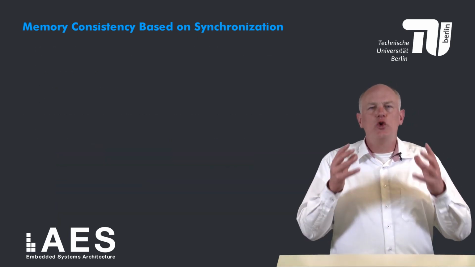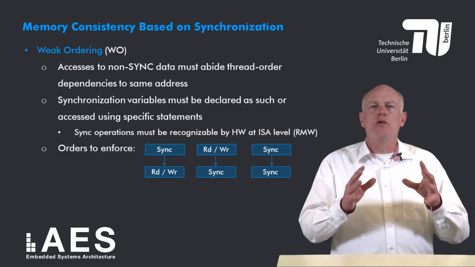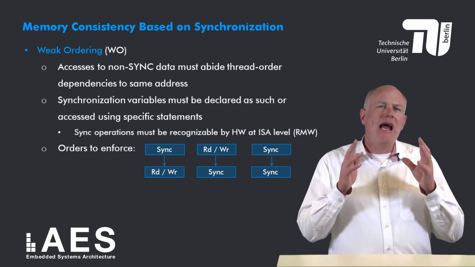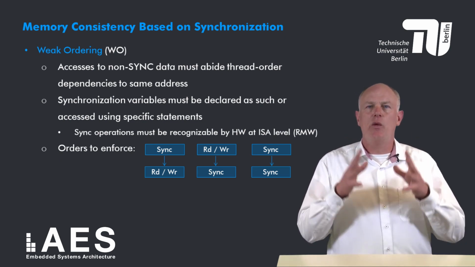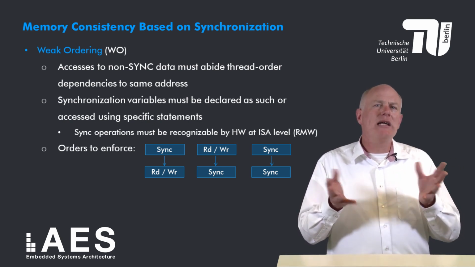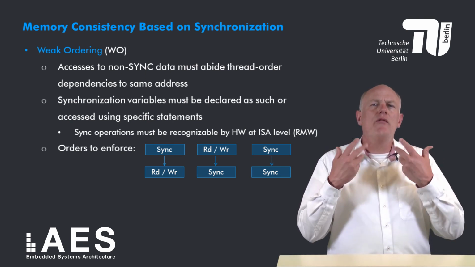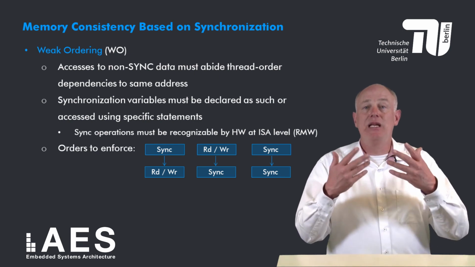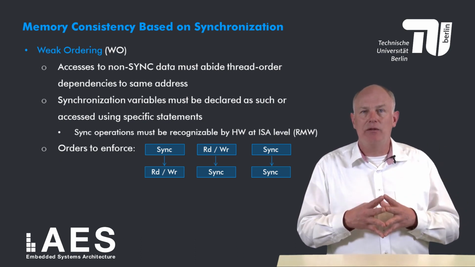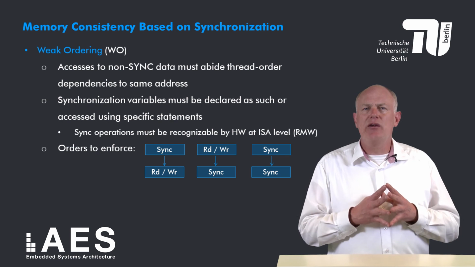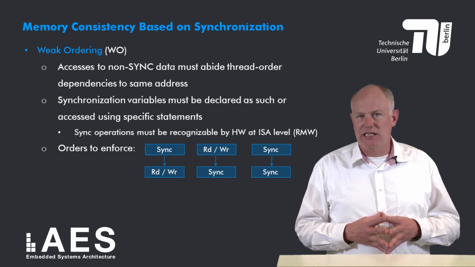In fact, there are two memory consistency models based on synchronization. The first is called weak ordering. In this model, accesses to non-synchronization data must abide the thread order dependencies when accessing the same address. Otherwise, there is no requirement. Not even coherence is a requirement. Furthermore, variables that are used for synchronization must be declared as such in the program or accessed using specific statements. In addition, accesses to synchronization variables must be recognizable by the hardware at the instruction architectural level.